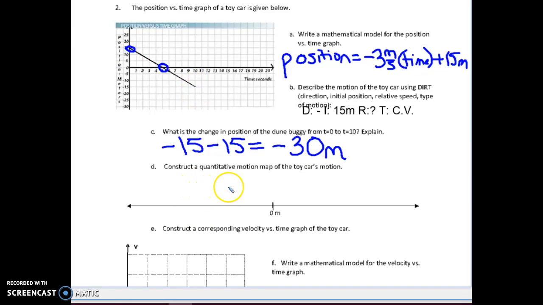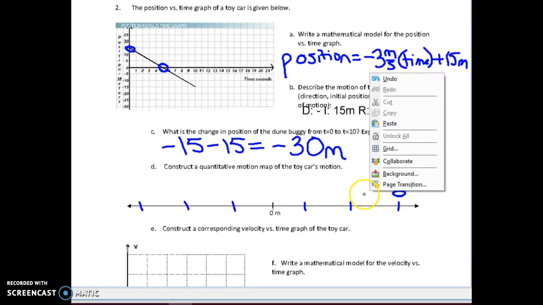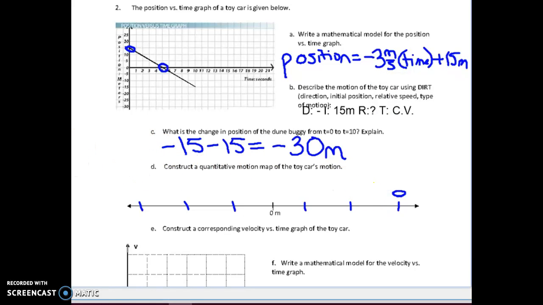Next up, it's saying construct a quantitative motion map of the toy car's motion. So you've got a motion map right here. It only has the 0 shown. So I'm going to try to draw in equal increments 5, 10, and 15, and over here, negative 5, negative 10, and negative 15. They might not be perfect, but they're probably pretty close. At time 0, I'm at position 15, so I'm going to draw a hollow circle. One second later, I moved 3 meters to the left. So I'm going to draw a dot at position 12. Again, this is approximate.